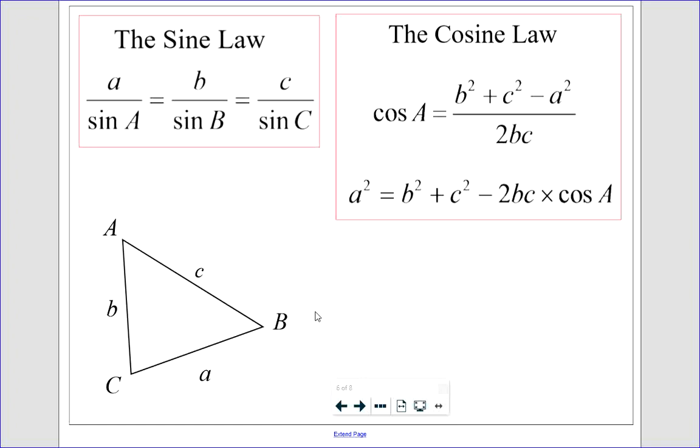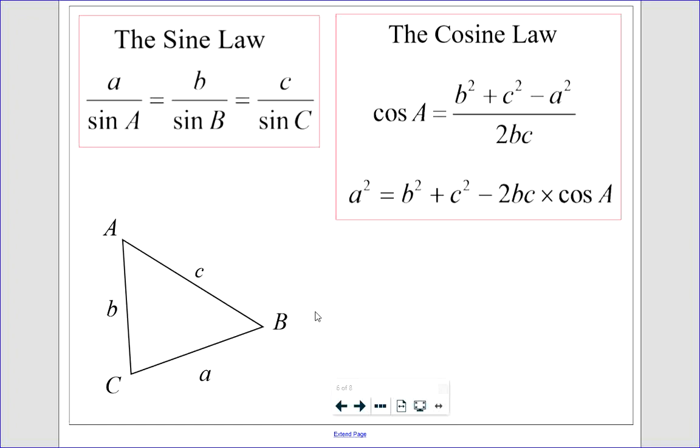The first form of the cosine law, where it says cos A equals b squared plus c squared minus a squared all over 2bc, is used to find an angle in a triangle when you know all three sides. And the angle you're trying to find is the one that's across from whatever you put as side A.